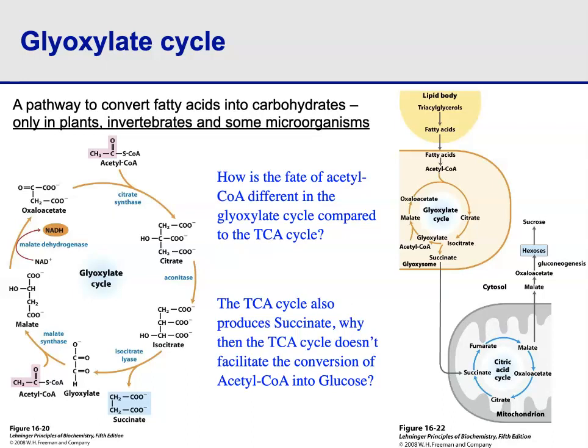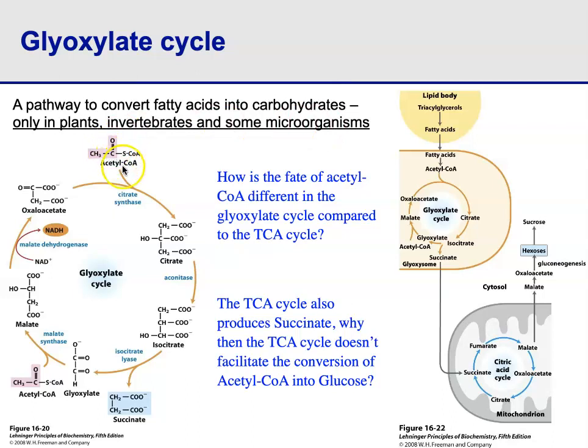So, what is the glyoxylate cycle? It is a pathway to convert fatty acids into carbohydrates, which doesn't happen in the human body, in human cells, or in any mammal cells for that matter. This happens usually in plants, invertebrates, and some microorganisms. Not in humans.